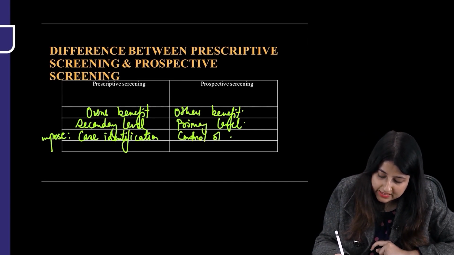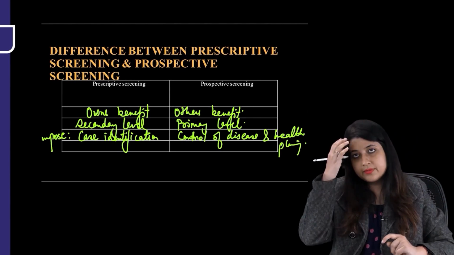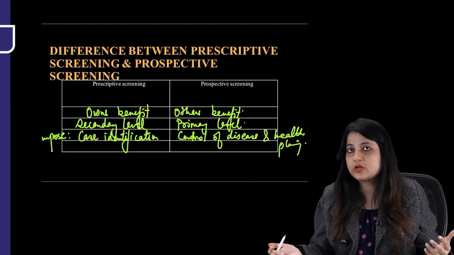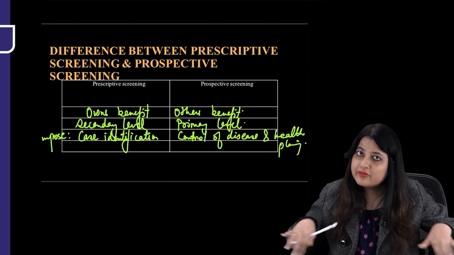Okay, this is more of control of disease and health planning. Okay, control of disease and health planning. That is more the purpose of a prospective screening. So that's the difference between prescriptive and prospective. Remember, prescriptive is like prescribing a drug. So the screening is done for my own benefit.